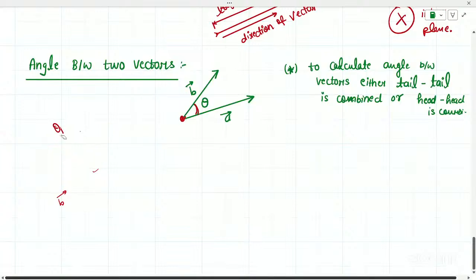Now, for example, if two vectors are given like this, what is the angle between them? Consider this and this. So which one is greater? This one is greater. So we will consider this as the angle between vectors.